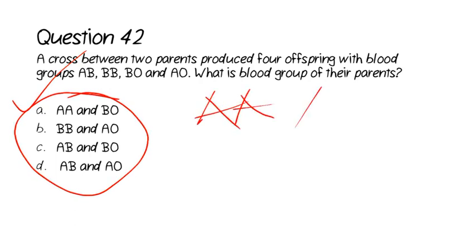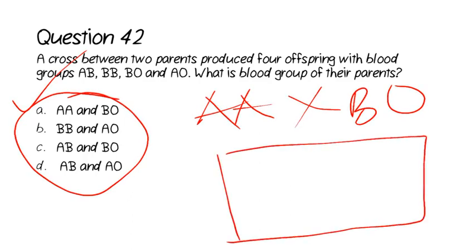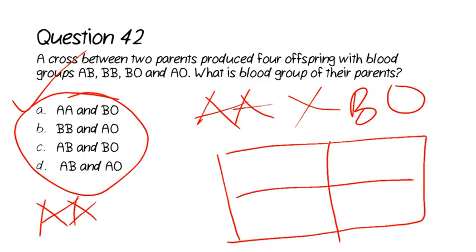AA is being crossed with BO. What I'm going to do is draw a Punnett square here, and I'll segregate the blood types to get gametes. Segregate means to separate. So if I have AA, to segregate AA means I'll divide A into an A and another A. So I'll place this A here and I'll place the other A here.